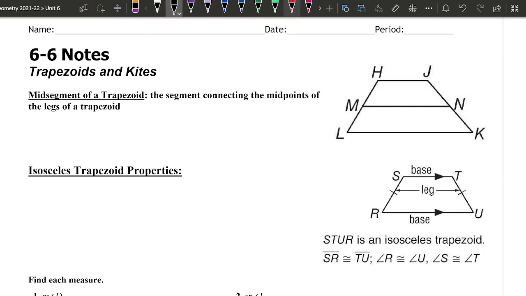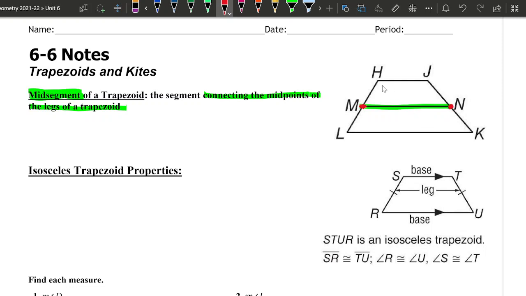First, we're going to look at the mid-segment. The mid-segment of a trapezoid is the segment connecting the midpoints of the legs of a trapezoid. That's the mid-segment. It's also known as a median. So in the diagram, it's the segment MN. M is a midpoint and N is a midpoint.